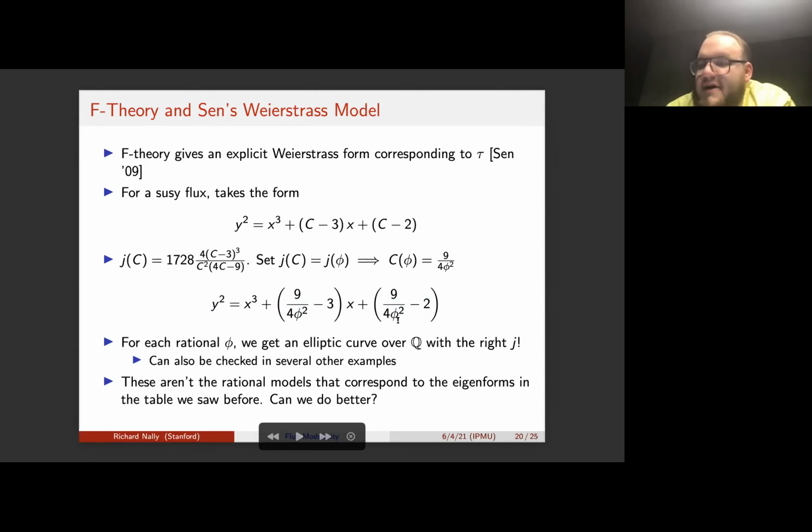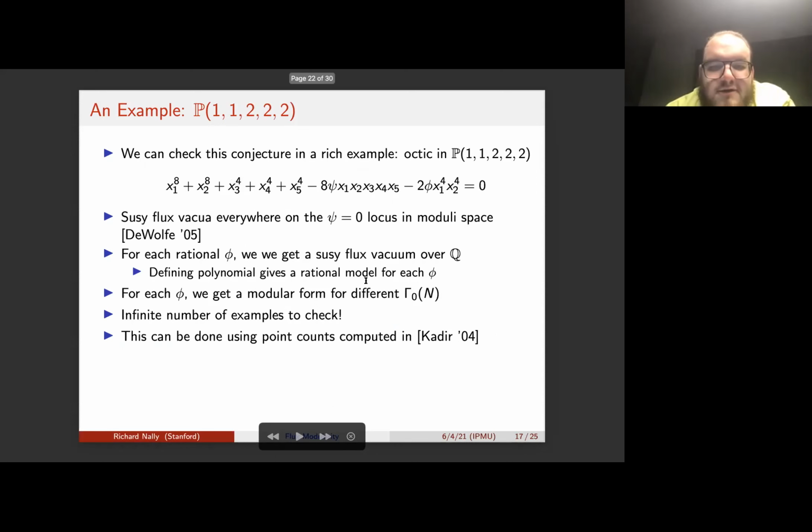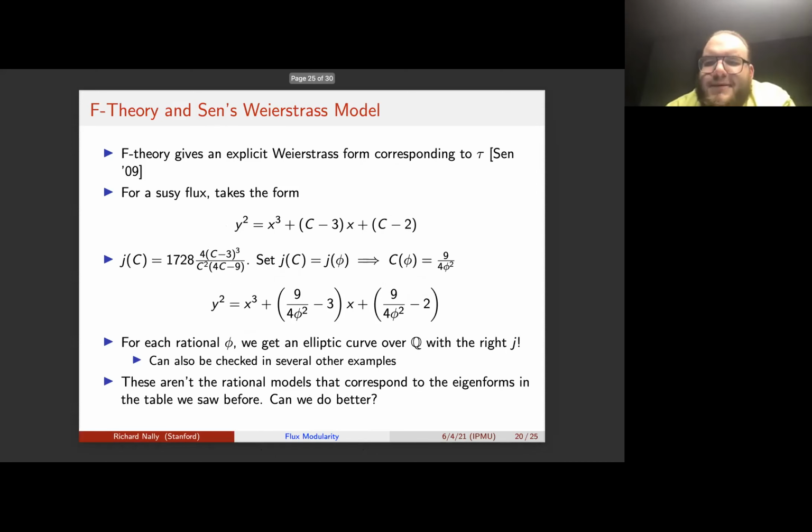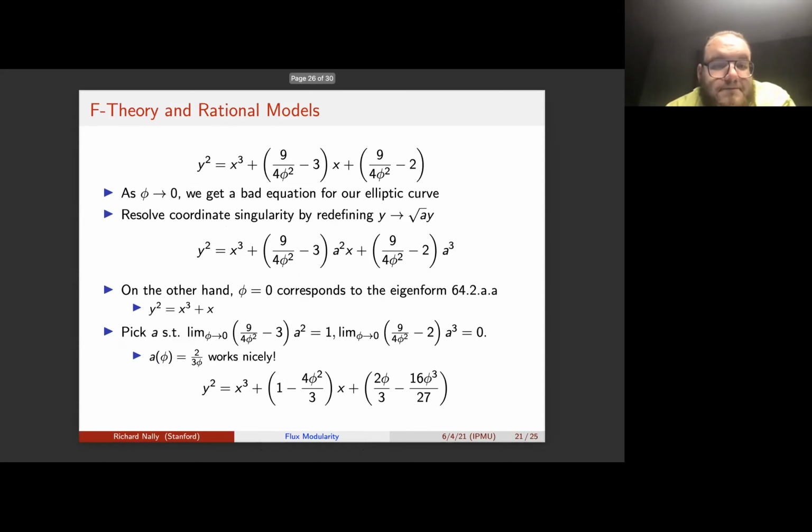If you plug in, say, phi equals 2, you can look up the modular form associated to this elliptic curve, and it isn't 192.2.8.a, it's something rather more complicated. So we'd like to do a little better, and we can. And to see why, it's instructive to take the limit of phi goes to 0.